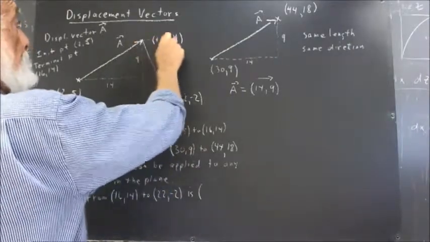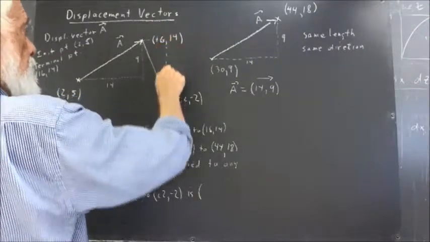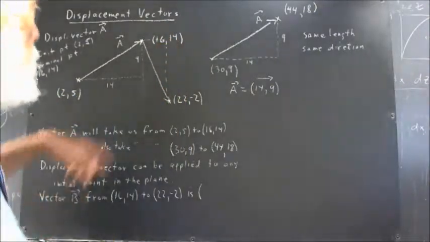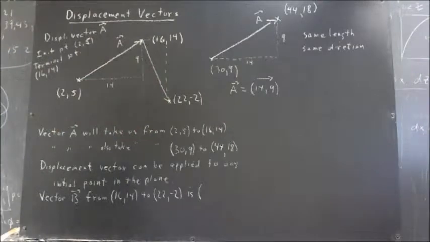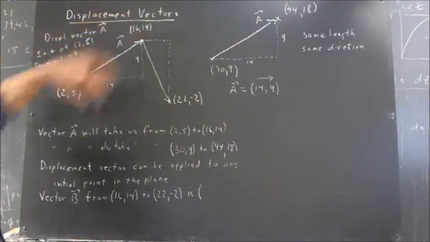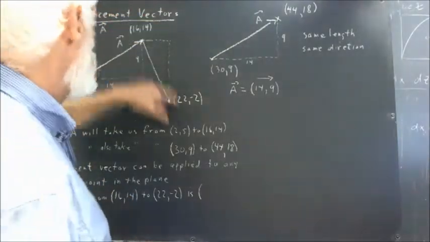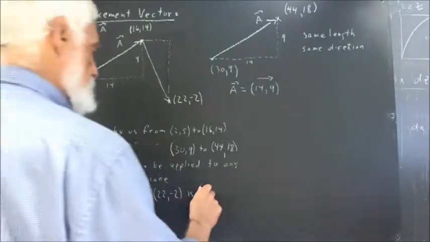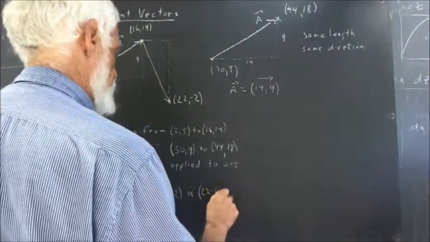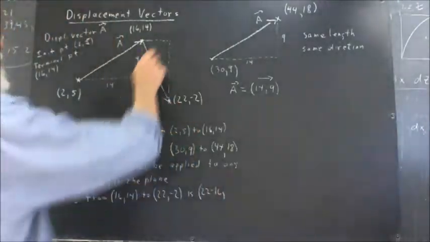I don't want to interfere with my labeling here. Let me reposition my label there so we can move on without obstruction. Okay, I've relabeled the (16, 14) up here. Now, the run from here to here is 22 minus 16, which of course is 6.